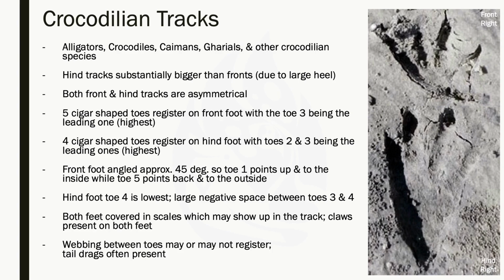And then finally, oftentimes you can make out webbing between the toes. It's not always going to be there, but in many cases you'll see it. And also in the center line, you may see a tail drag. Obviously, they have very long, heavy tails, so depending on the substrate, the age, and weight of the animal, you want to look for that because that's a key feature you can use to help differentiate from other animals that might have similar looking tracks.